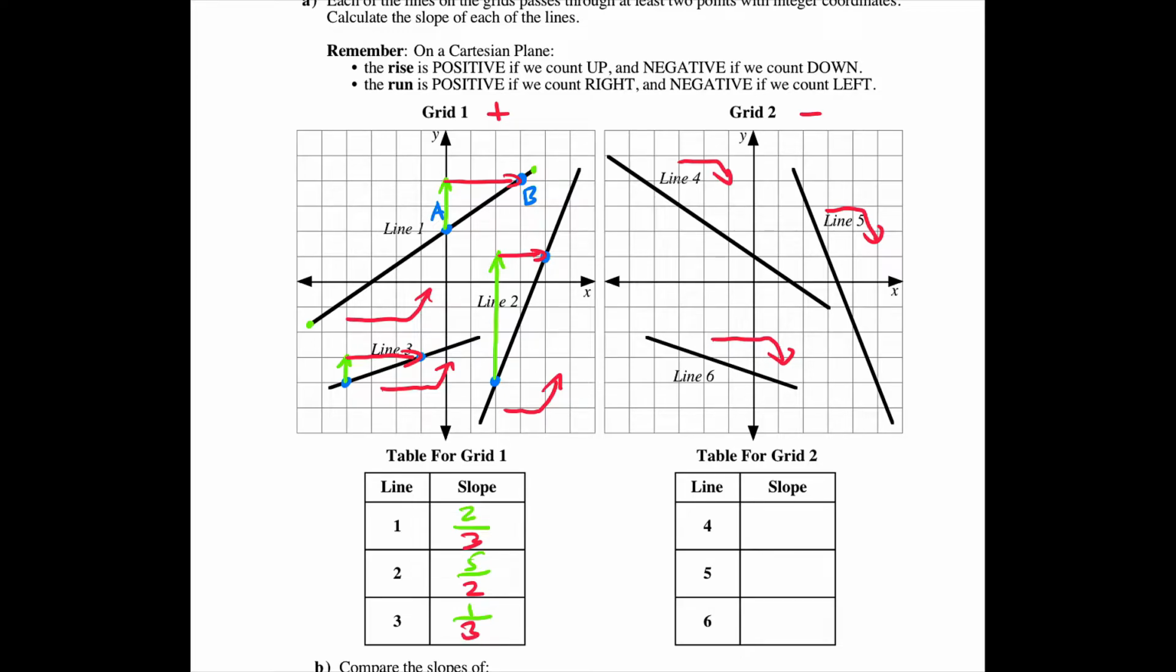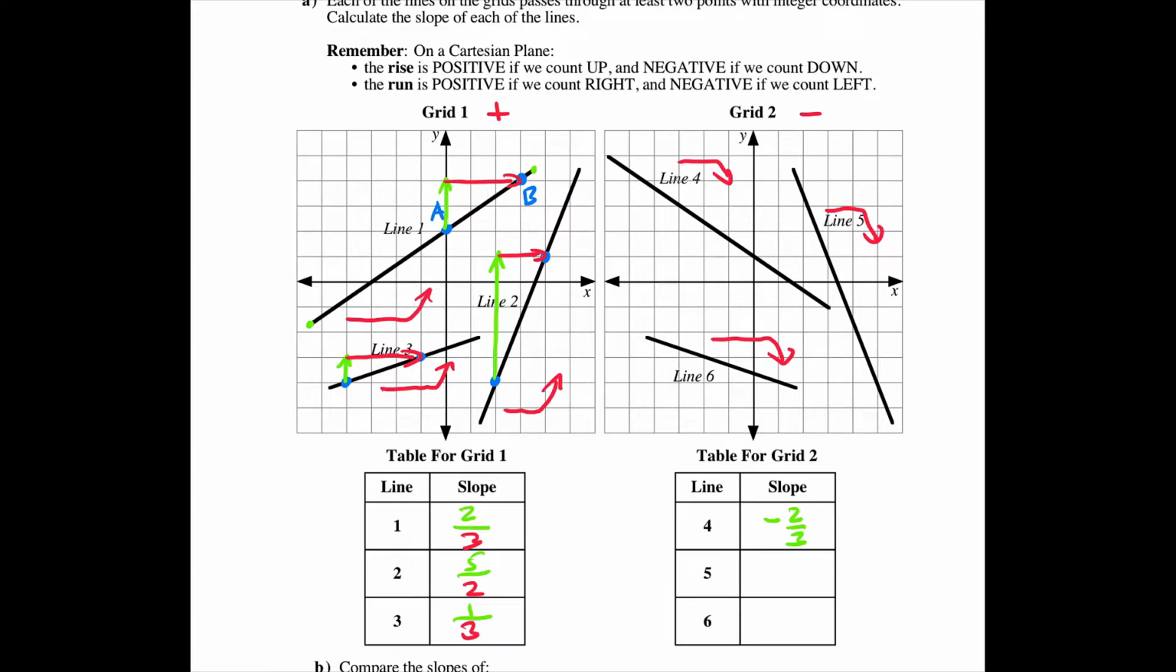Now, I'm not going to do the same work that I just did there because it's just exactly the same. But basically, if we look at line number 4 and we find some points and we calculate the slope, what we're going to end up with is a negative slope. So in this case, it's going to be negative 2 over 3. It's the same slope as line number 1.